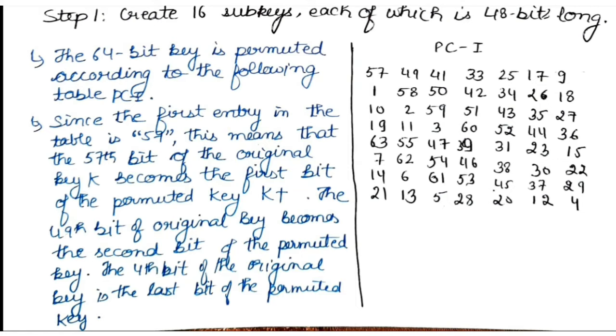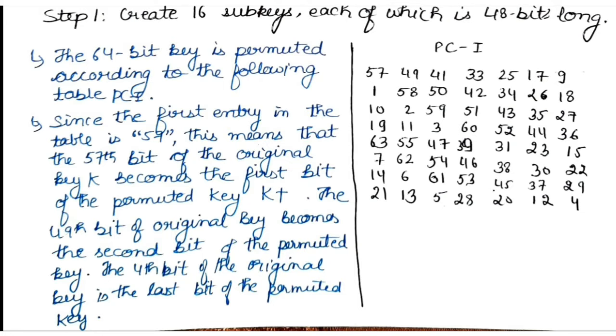So these 16 subkeys are going to be 48 bits long, and the 64-bit key is permuted according to the following table, PC1. This table will be already provided. What it says is, since the first entry in the table is 57, the 57th bit of the original key K becomes the first bit of the permuted key K plus.